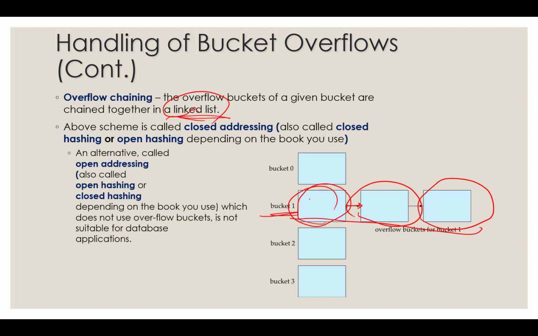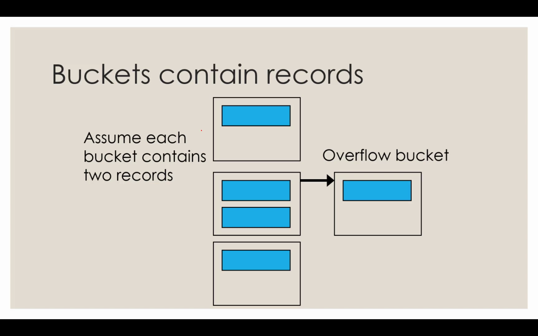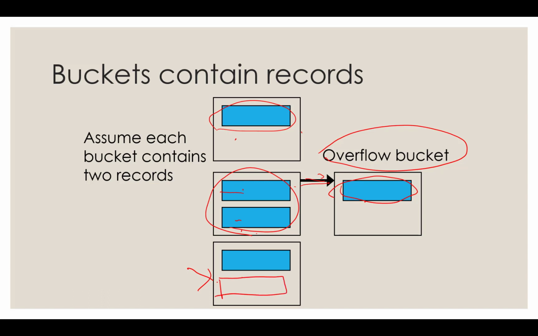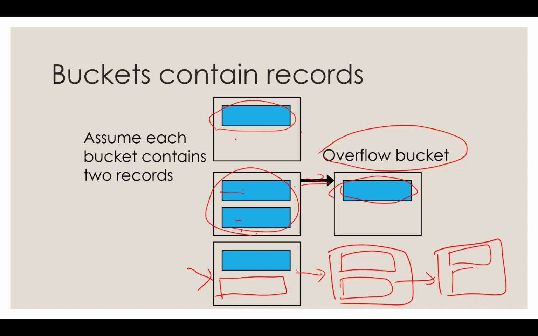This is also called closed addressing, open addressing, closed hashing, or open hashing, depending on which book you're using. Each of these buckets contains records. This one contains 1 record, and this one has 2 records, so it's full. Now we have an overflow bucket using a linked list, and we are able to fit the record in this overflow bucket. We're assuming each bucket contains 2 records. If we add another record, we could just fit it here, and if it's full again, we would extend the linked list, and so on. This is called overflow buckets.